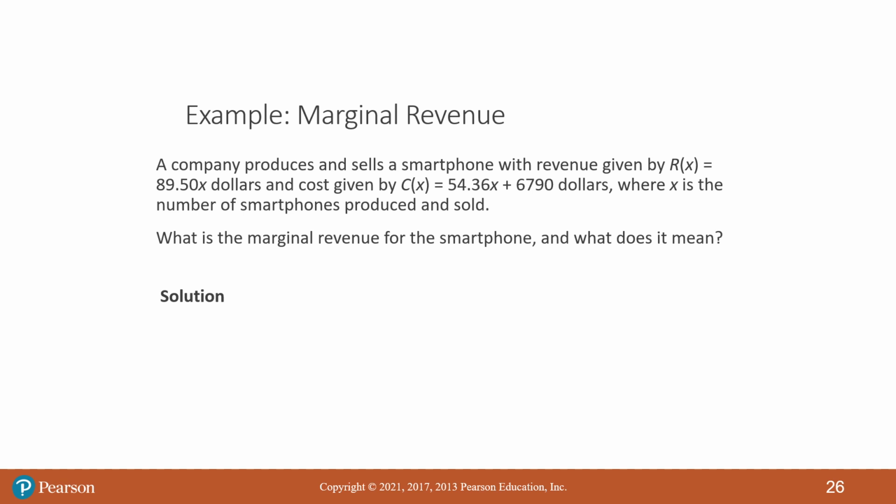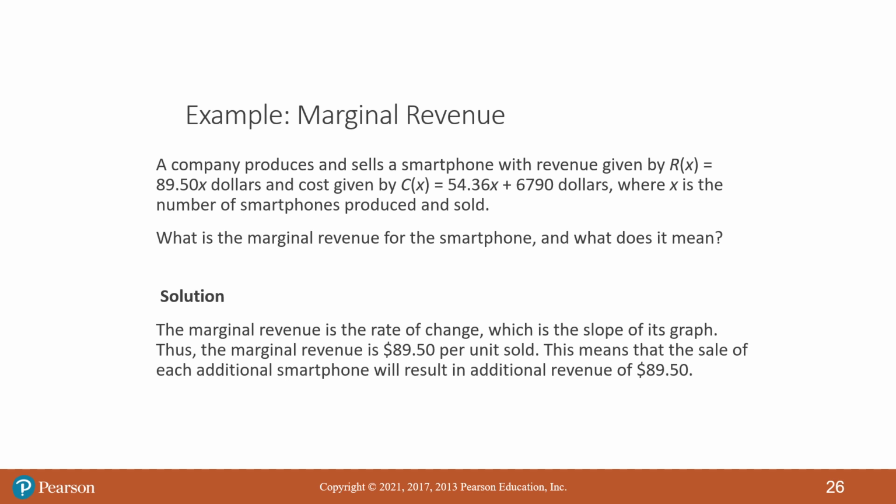Remember how I just told you that slope has many different names, but they're all asking for the same thing? If they ask for marginal revenue, marginal cost, marginal profit, they're just asking for the slope of those respective functions. So the marginal revenue is the rate of change, or slope, which is the slope of the graph. Thus, the marginal revenue is $89.50 per unit sold, which means that the sale of each additional smartphone will result in an additional revenue of $89.50.